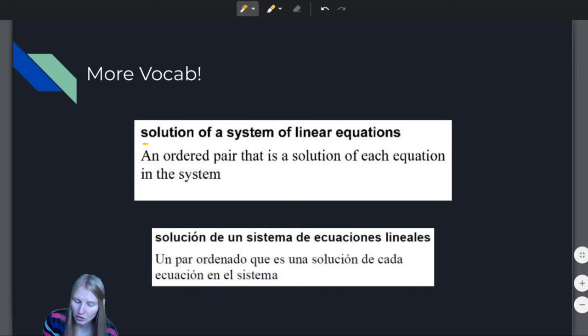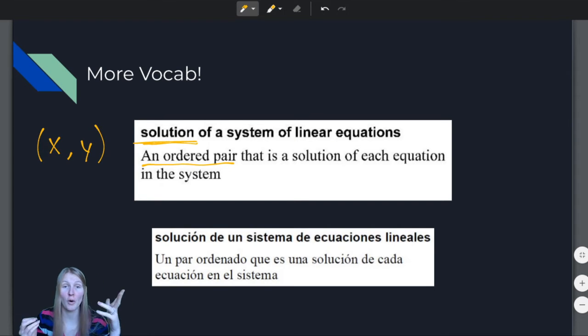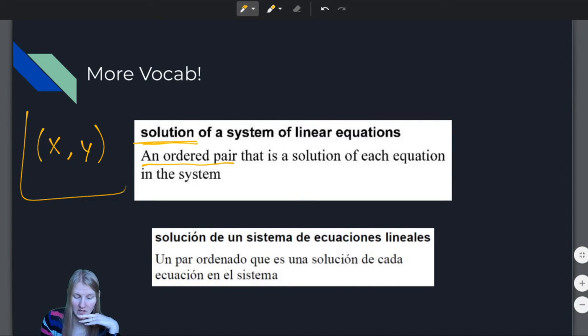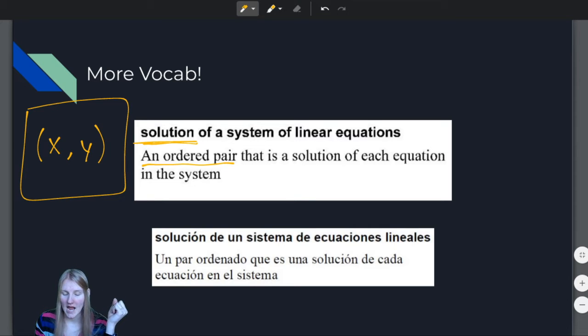Now, what is a solution of a system of linear equations? Because remember, our success criteria was that we can find and check solutions of systems of linear equations. So, a solution of a system of linear equations is an ordered pair. So stop and think, what is an ordered pair? An ordered pair is a set of coordinates, right? A point where I have an x coordinate and a y coordinate. So the solution is going to look something like a point, an ordered pair, and an ordered pair that is a solution of each equation in the system.